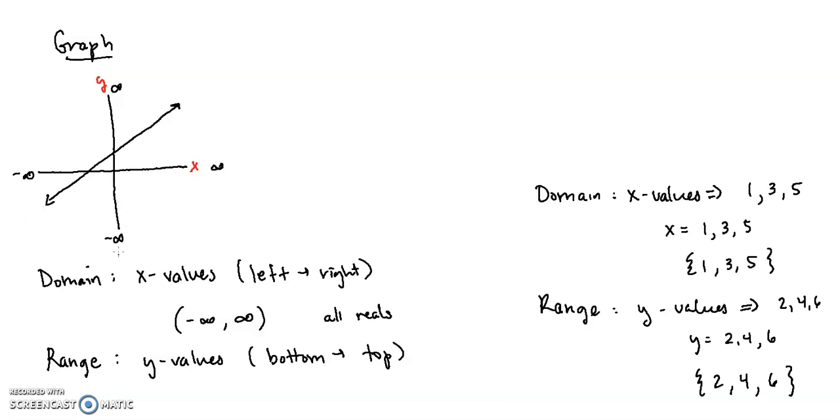So on the y-axis, I'm going to go to negative infinity. And I'm going to go up all the way through, and this arrow tells me I keep going up and out, so I'm going to go to positive infinity as well. So for the range, I'm also going to have negative infinity to infinity. Also can be written as all reals. So for a line, the domain and range have all the values. I have everything.